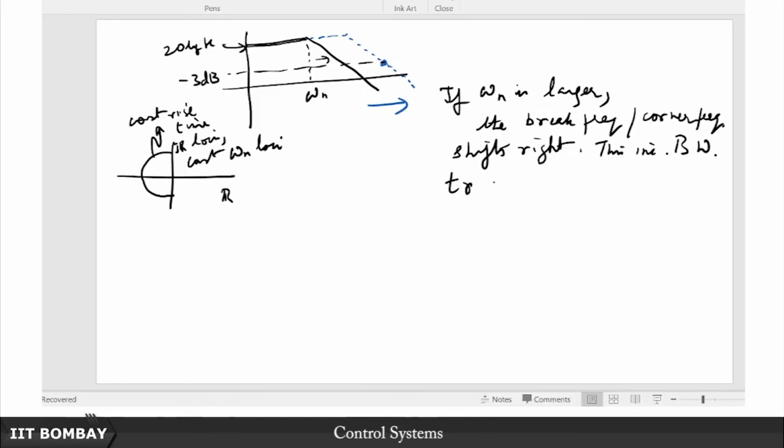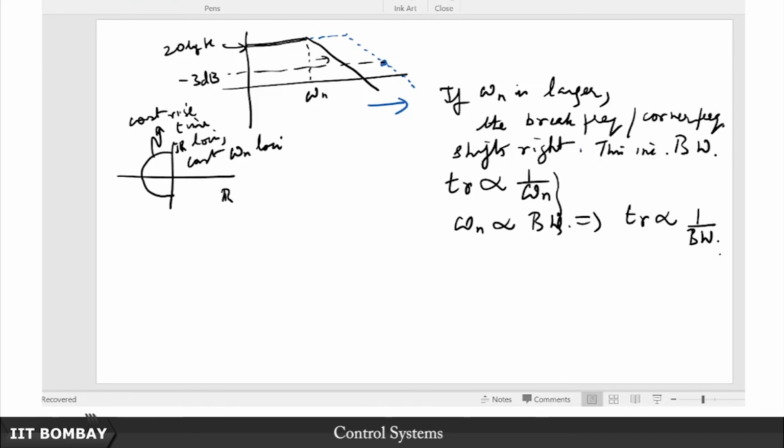So T rise is inversely proportional to omega n, and omega n is directly proportional to bandwidth. Therefore putting these two things together, we see that T rise is inversely proportional to bandwidth. So the higher the bandwidth, the smaller is the rise time, which means that the faster the system responds.